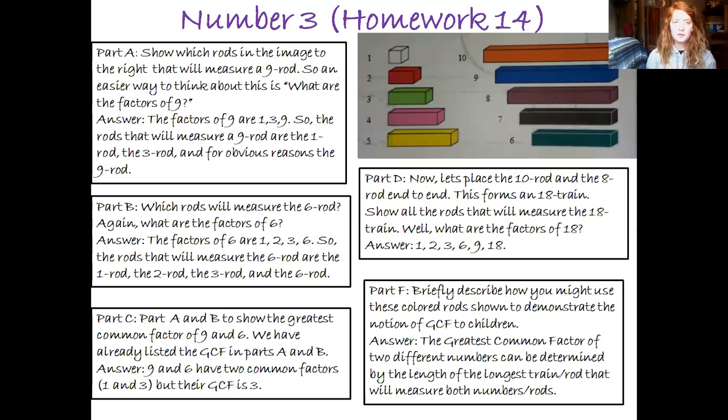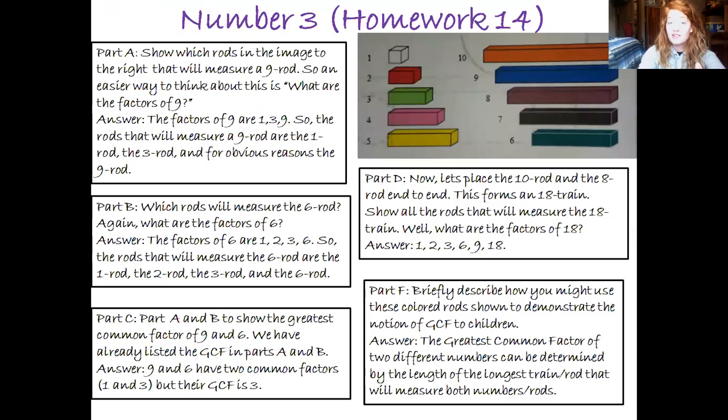In number 3, it's very easy actually. It could be great for a visual learner. In part A, it wants you to show which rods in the image to the right will measure 9 rods. So an easier way to think about this is, what are the factors of 9? The factors of 9 are 1, 3, and 9. So the rods that will measure a 9 rod are the 1 rod, the 3 rod, and for obvious reasons, the 9 rod.